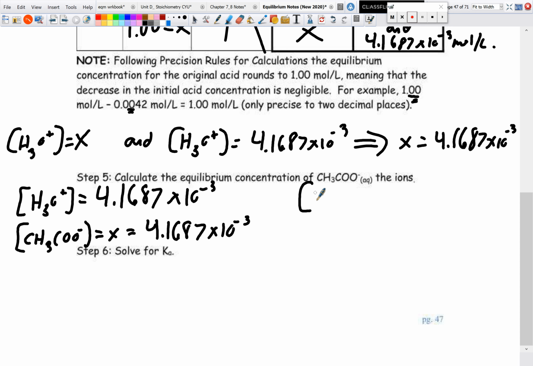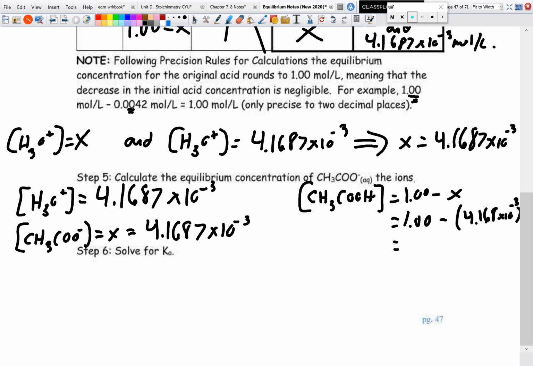And the concentration of acetic acid, CH3COOH, is equal to 1.00 minus x. Now, this is where the precision rule comes in. x is significantly small enough that it really is not going to change the value, but there's going to be somewhere it does and somewhere it doesn't. So this is why I still like to do this step and kind of ignore the precision rule. I'm just running out of space there. And we get 0.99583.